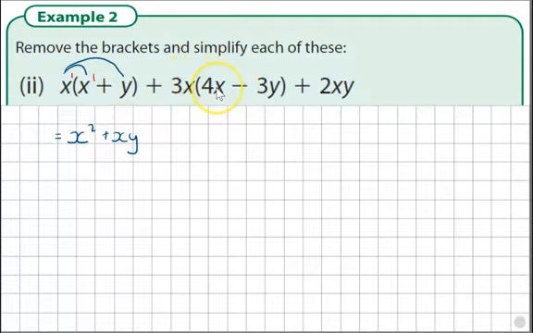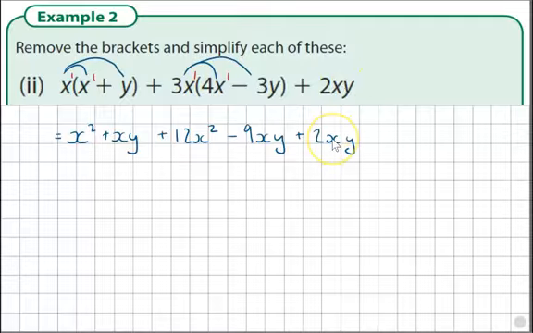Now the 3x times the 4x, those x's are really to the power of 1. So 3x by 4x, we multiply the big numbers. 3 by 4 is 12. And x by x is x squared, because 1 plus 1 is 2. And then 3x by minus 3y, well, a plus by a minus is a minus, and 3 by 3 is 9, and then we just stick on the xy, so there's no powers here, because the letters are different. And then plus 2xy, we just bring that down.